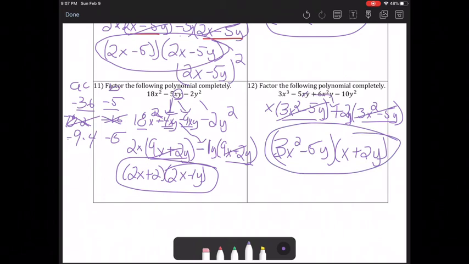So not so bad. Hopefully factoring is getting a little bit better for you. So that's about it.